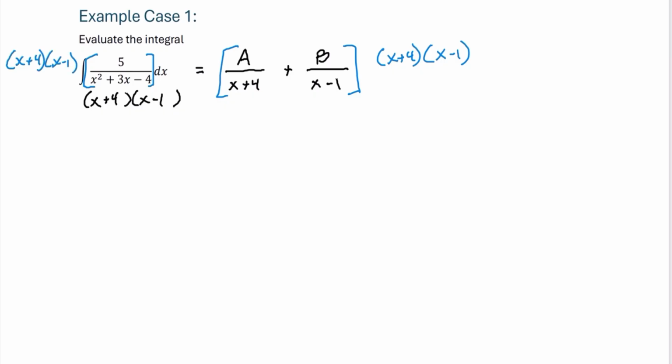On the left side, the LCD and the denominator will just cancel each other, leaving us with 5 equals. And then on the right side, we're going to distribute the LCD with the first fraction. X plus 4 will cancel, leaving us with a times x minus 1. Plus, distribute the LCD with the second fraction, and notice x minus 1 will cancel, leaving us with b times x plus 4.